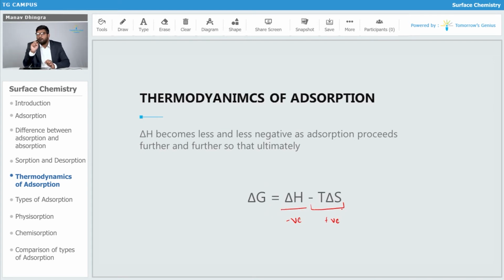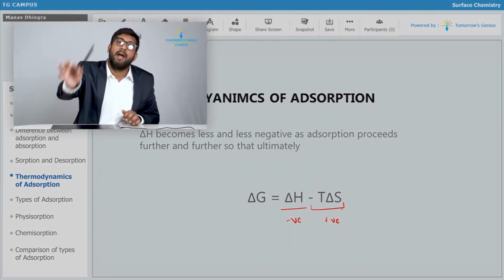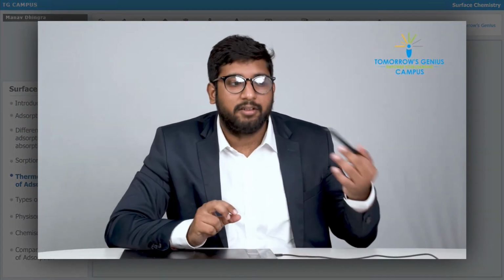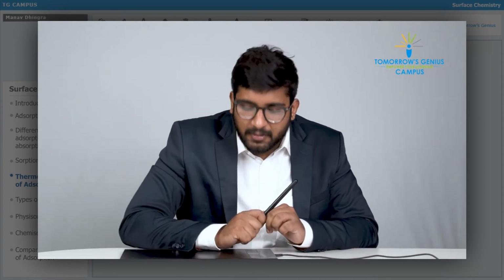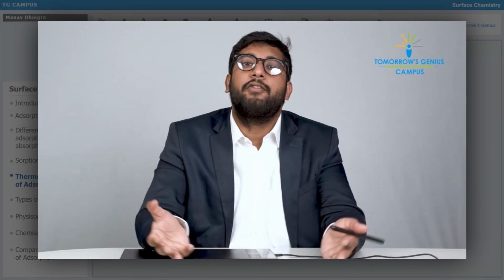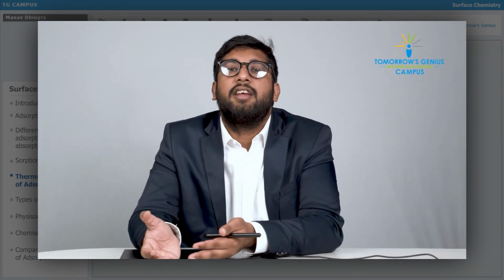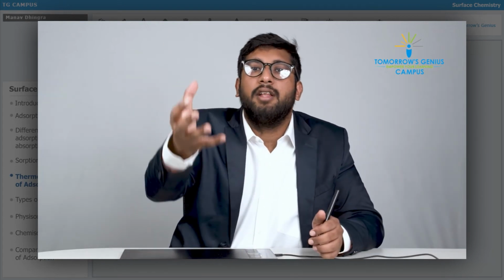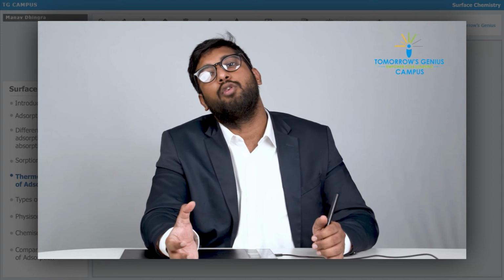So also delta H decreases with your adsorption. Why so? This question is a very good one. Can you answer it using your critical thinking? Why is your enthalpy change decreasing with time? The reason is again very simple. It is because your number of sites are decreasing, right? If the number of sites decreases, the number of attractive forces will also decrease, right?